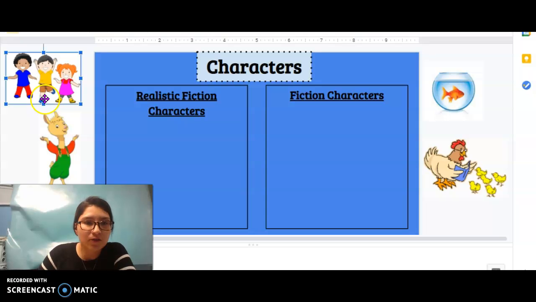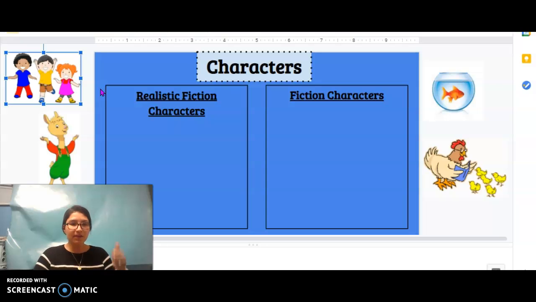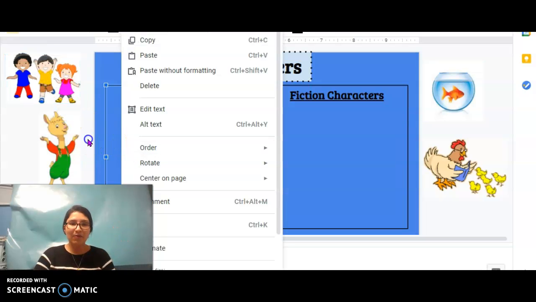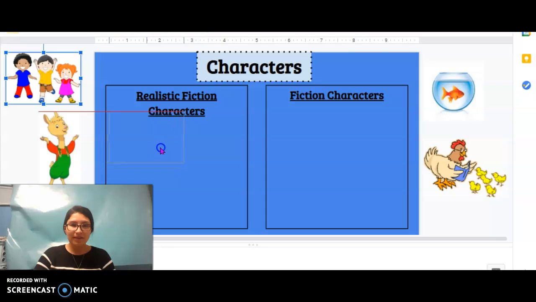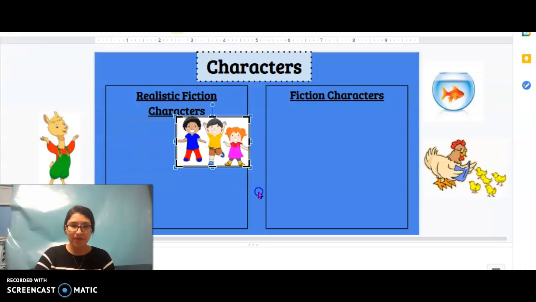So let's look at this group of kids. Do you think this group of kids, just by looking at them, they'd be an example of realistic fiction characters or fiction characters? If you think realistic fiction characters, give it a thumbs up. If you think fictional characters, give it a thumbs down. All right, give your thumbs up. Yep. This is an example of realistic fiction characters right there.